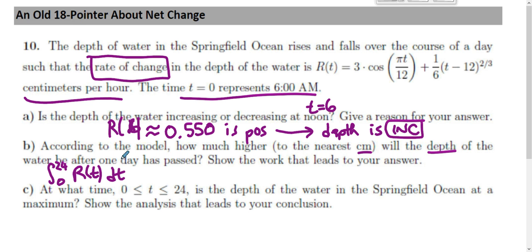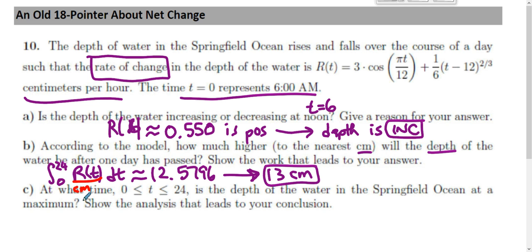So this is the mechanism that we use. Our calculator does this for us. We can take an integral from 0 to 24 of this hard to type in function, and the calculator gives us 12.5796, and we were asked to round to the nearest centimeter. And again, this makes sense. This is measured in centimeters per hour. This is measured in hours. We multiply them together. We get an answer in centimeters.